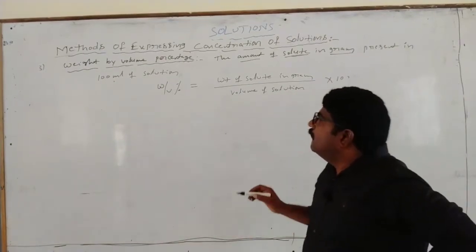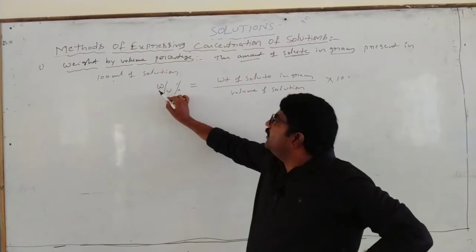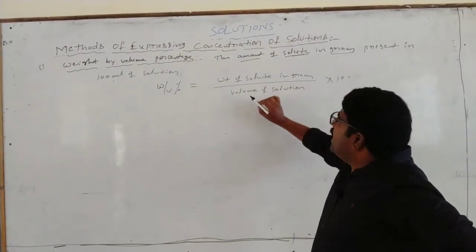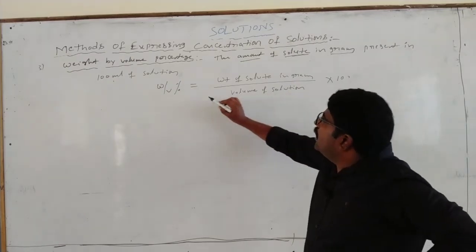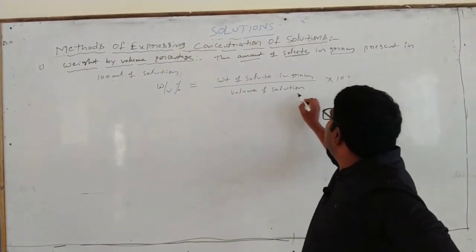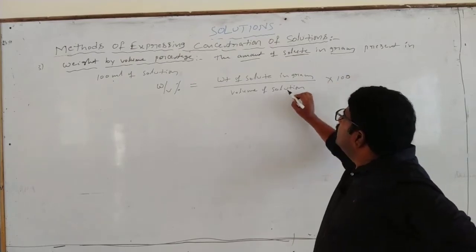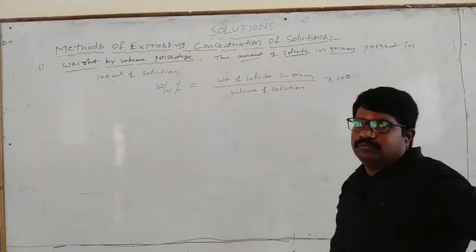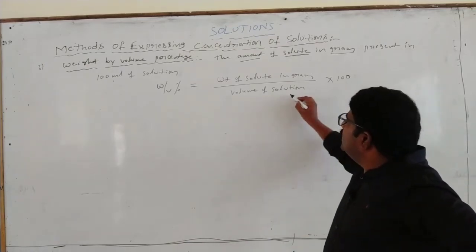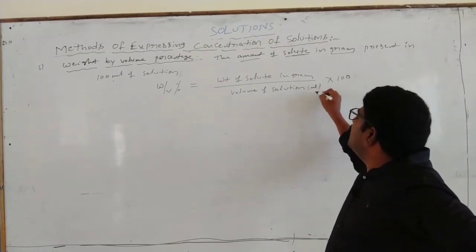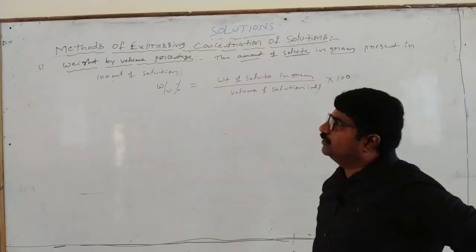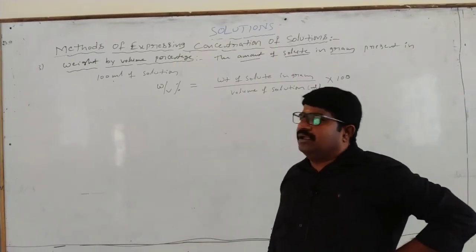Here W indicates the weight of the solute in grams, whereas V indicates the volume of the solution. The volume of solution is how much? 100 ml, right? So 100 ml of solution contains how much amount of solute? That is weight by volume.